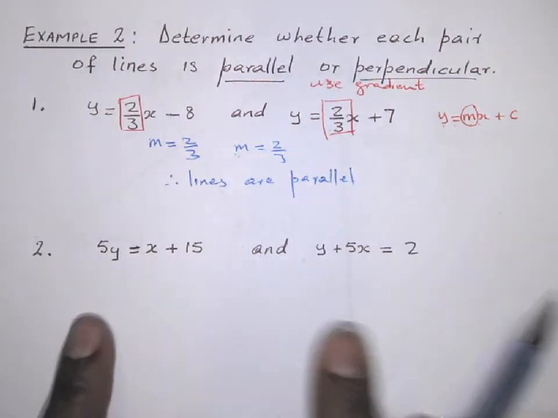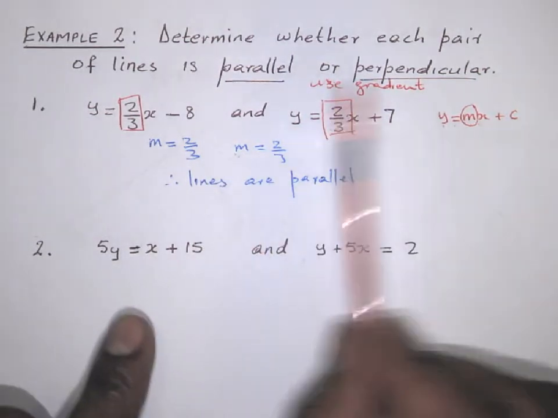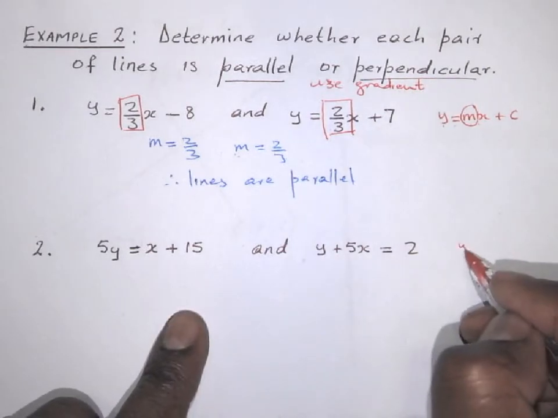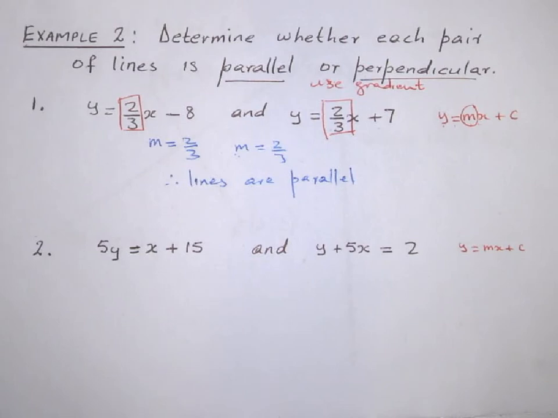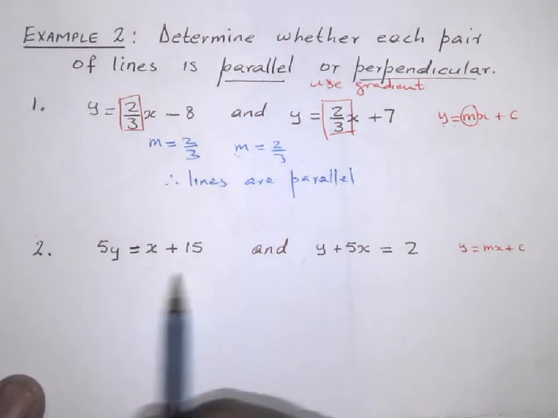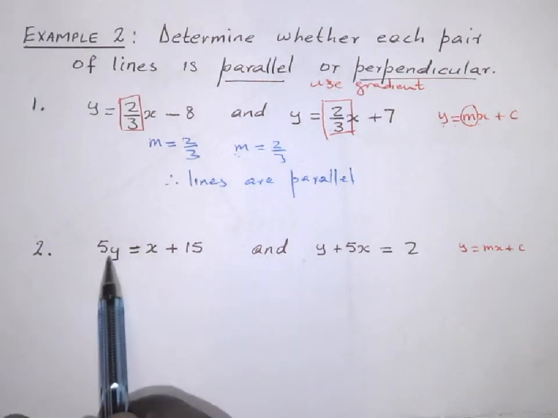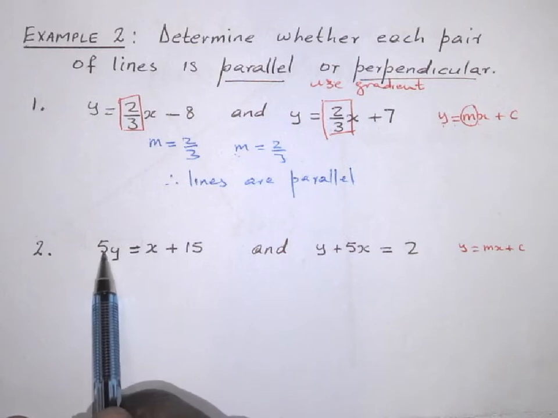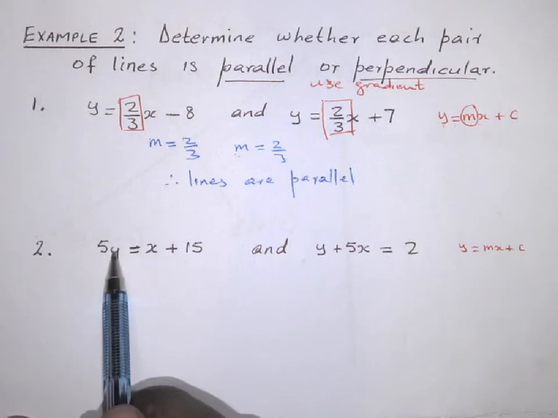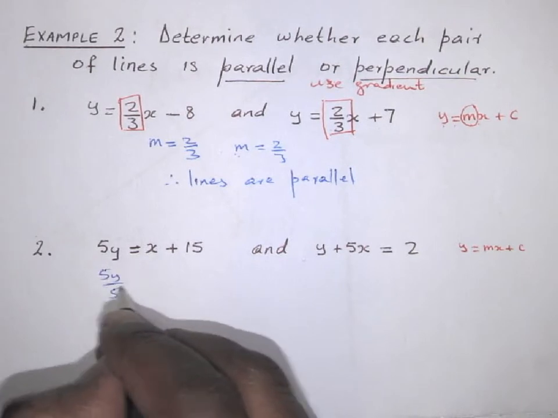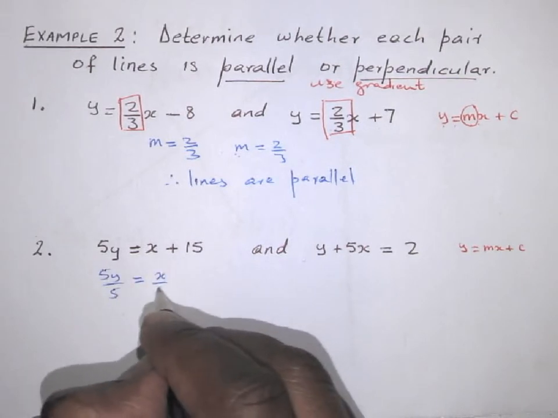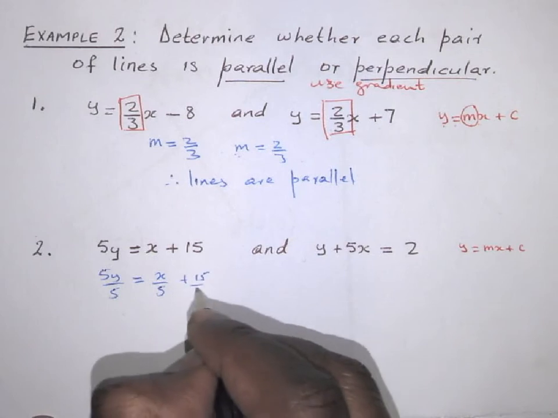Let's look at this one here. We said that to work with these, we need the equation to be in the form y is equal to mx plus c. In this case, you can see that this is not in the form y is equal to mx plus c. Because there's a 5 here, I must get rid of this 5. I must divide both sides by 5. So I've got 5y divided by 5 is equal to x divided by 5 plus 15 divided by 5.